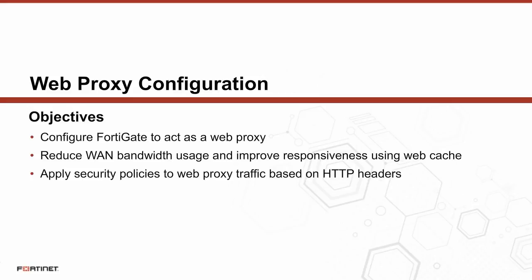After completing this section, you should be able to configure FortiGate to act as a web proxy, reduce WAN bandwidth usage and improve responsiveness using web cache, and apply security policies to web proxy traffic based on HTTP headers. By demonstrating competence in these topics, you will be able to configure a FortiGate as a web proxy.